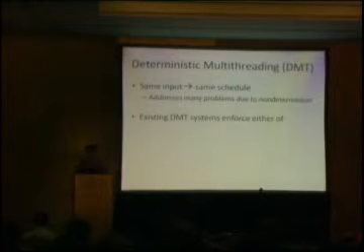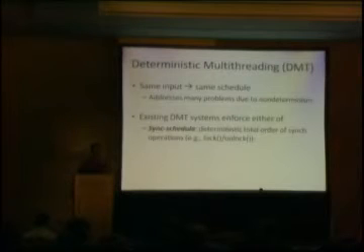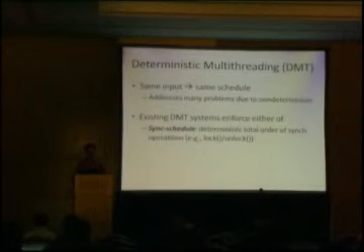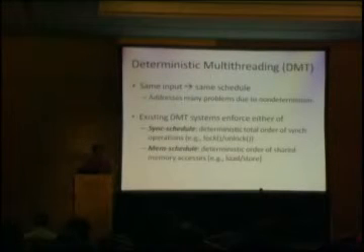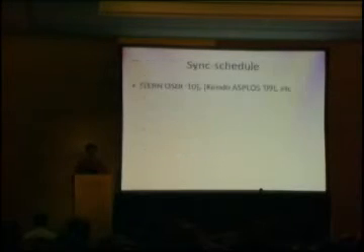To implement deterministic multithreading, existing systems enforce two forms of schedule. The first one is the deterministic order of synchronization operations, such as locks, unlocks, and pthread creates. We call them sync schedule. The second one is a deterministic order of shared memory accesses, such as loads and stores. We call these mem schedule. Both sync schedule and mem schedule have advantages and disadvantages. Let me show you further.